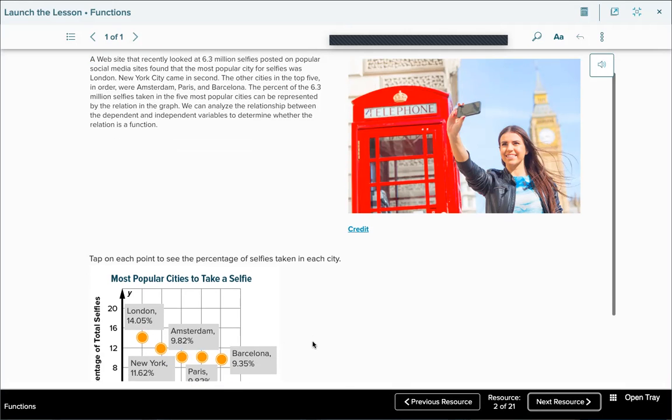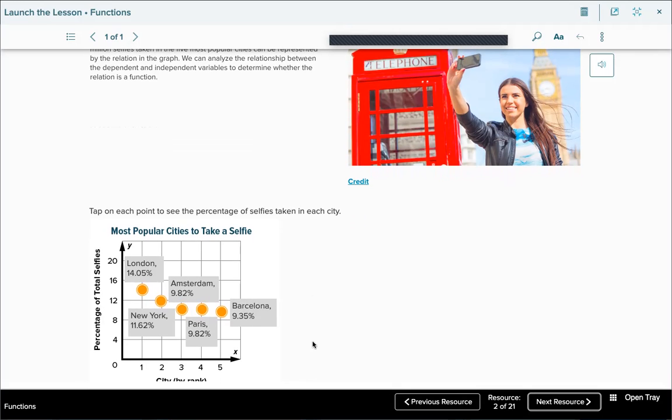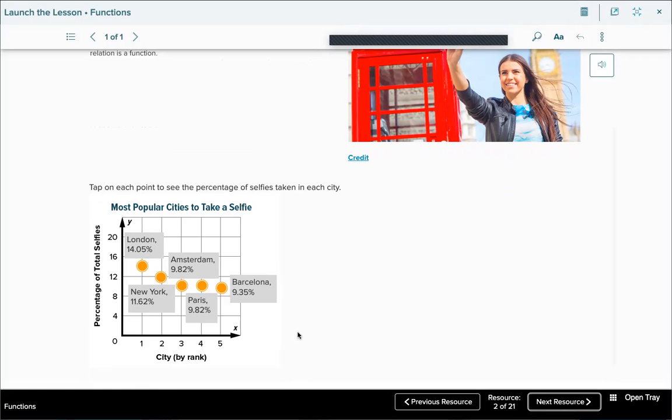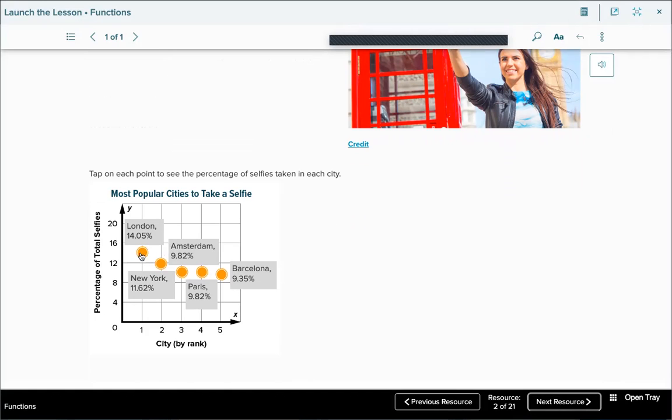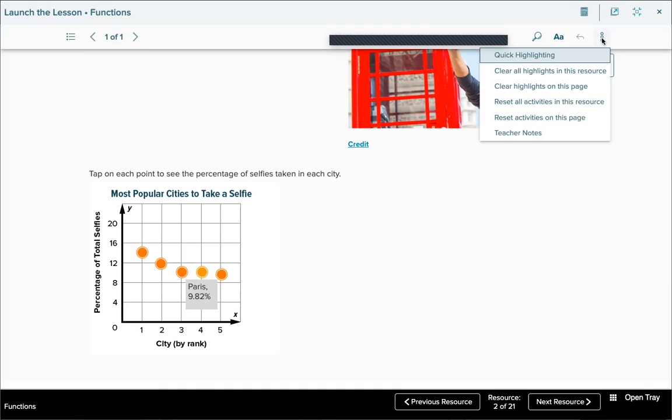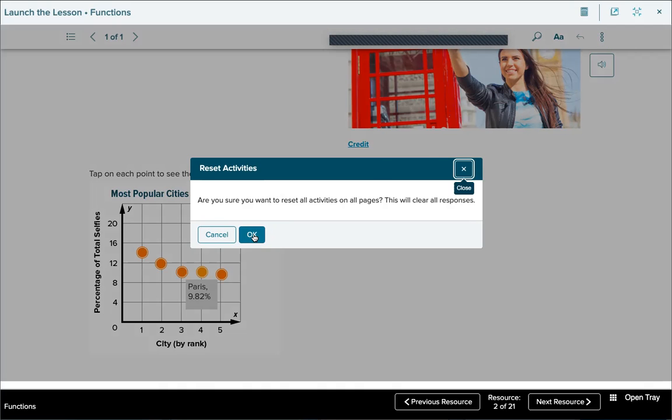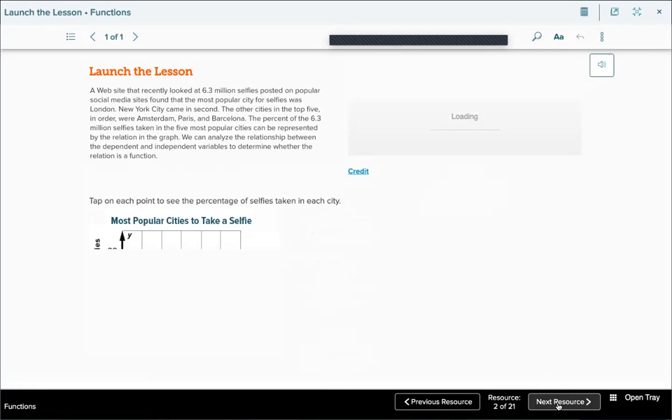in the graph. So we can see our graph down here. We can analyze the relationship between the dependent and independent variables to determine whether the relation is a function. So if you look at this in your McGraw-Hill, you can tap on each button and it'll tell you what's going on with the cities. I think I already did that. So if I look at what's city number 4, oh, that's Paris, 9.82% of all the selfies taken. Okay, just make sure I reset everything. Okay, so that just shows a relation.